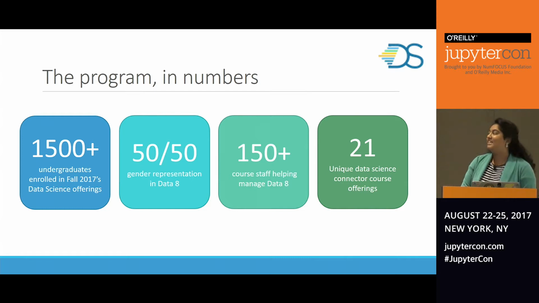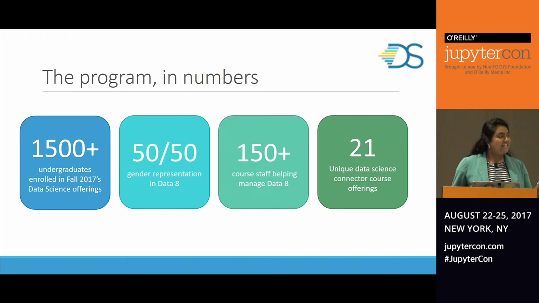So what does the program look like in numbers? There are 1,500 undergraduates enrolled in UC Berkeley's current fall 2017 offerings. We have a 50-50 gender representation, which is highly unlikely for classes in STEM, especially at top schools like UC Berkeley. We have a 150-plus size core staff of students that are helping manage Data 8, as well as some professors. And we have 21 unique data science connector course offerings.